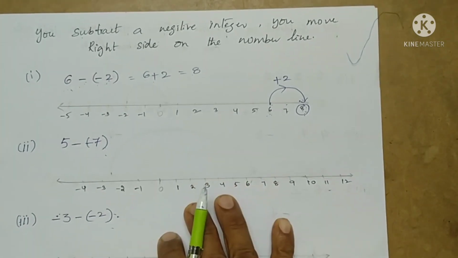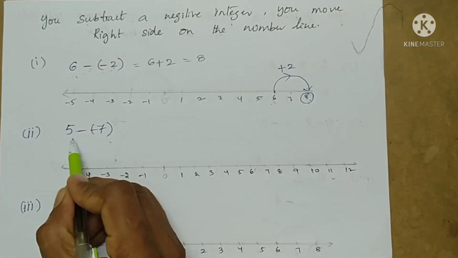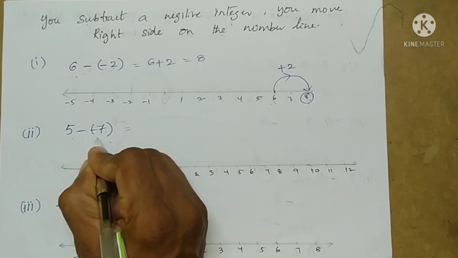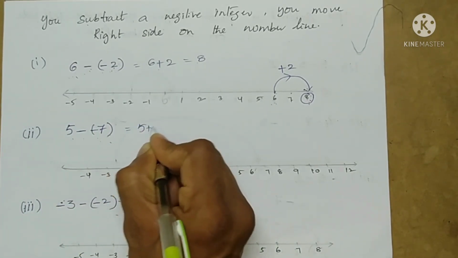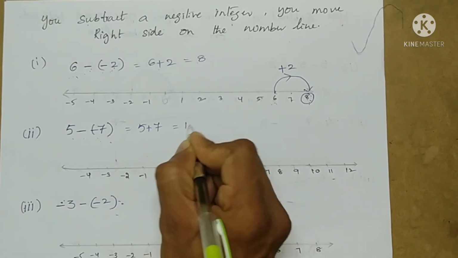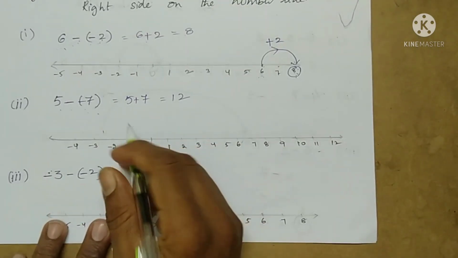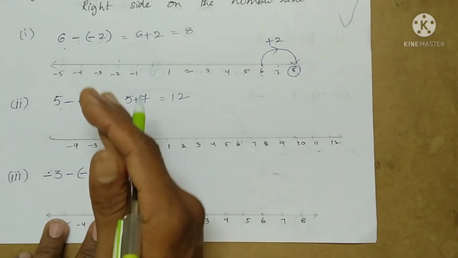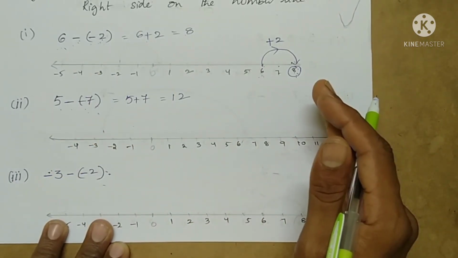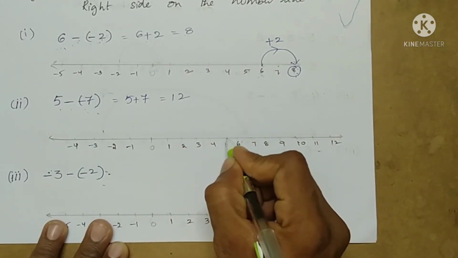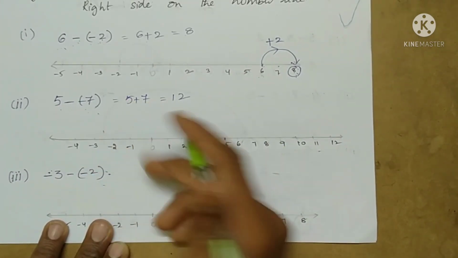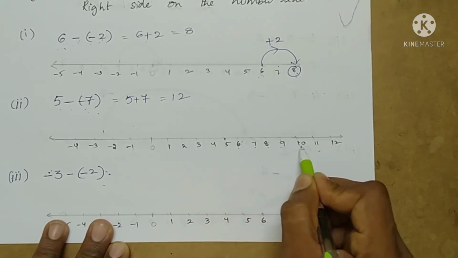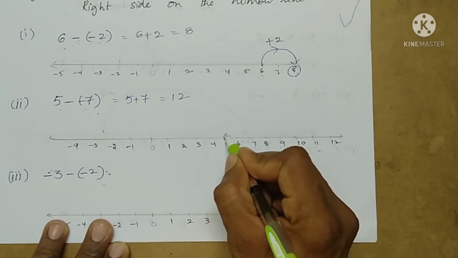Okay. Next one, 5 minus of minus 7. Minus into minus is plus, so 5 plus 7 equals 12. This is a subtraction of a negative integer, right? In this process, we have to move right side on the number line. So here 5 is here. Plus 7 means 1, 2, 3, 4, 5, 6, 7.